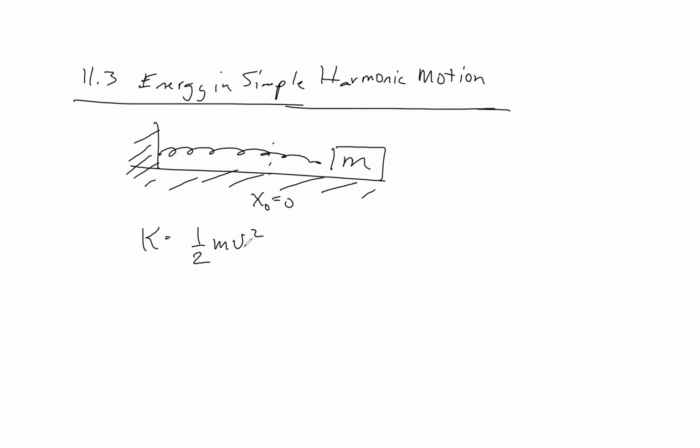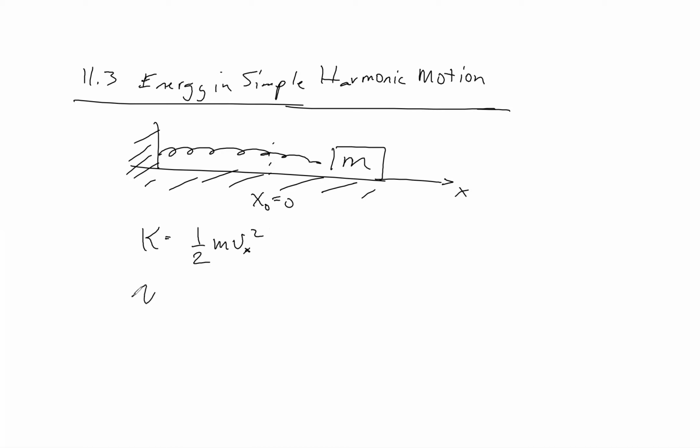Now that velocity, and remember this is all motion in the x direction, you have 1/2 mv squared. That velocity is going to be moving to the left and to the right at times. When you're at the maximum points of displacement, that velocity is going to be 0. So the kinetic energy is going to oscillate back and forth.